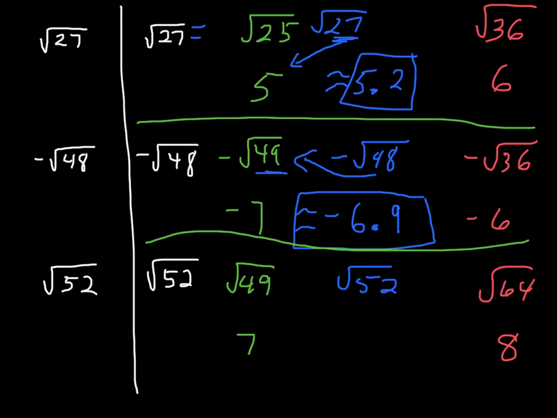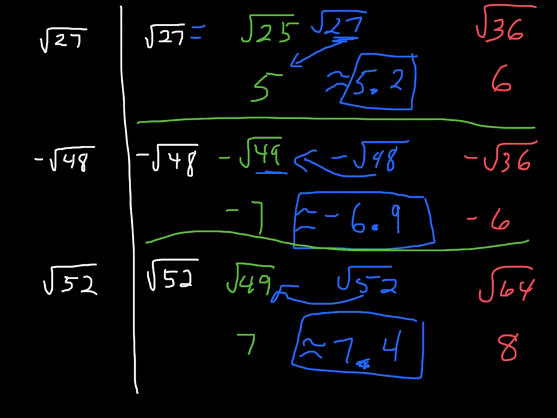Okay, so then I look and see, okay, this is kind of in the middle-ish. It's a little bit closer to 49 perhaps than it is 64, but it's a little bit in the middle. So then this is going to be about 7 point, and then 4, would be probably pretty good. 7.4. I might take 7.3, would be okay as well.